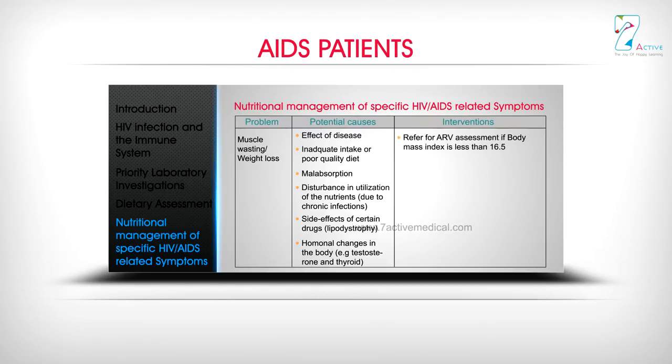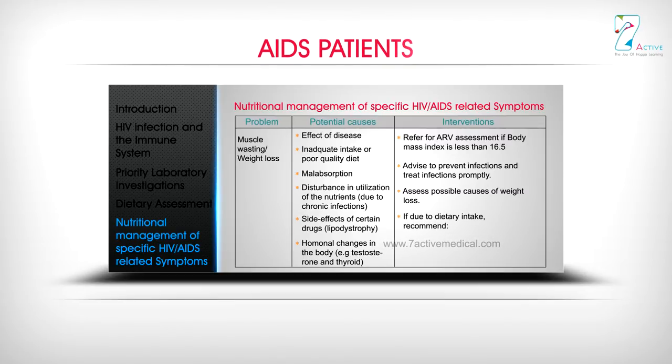Refer for ARV assessment if body mass index is less than 16.5. Advice to prevent infections and treat infections promptly. Assess possible causes of weight loss. If due to dietary intake, recommend eating balanced meals and increase quantity of intake.